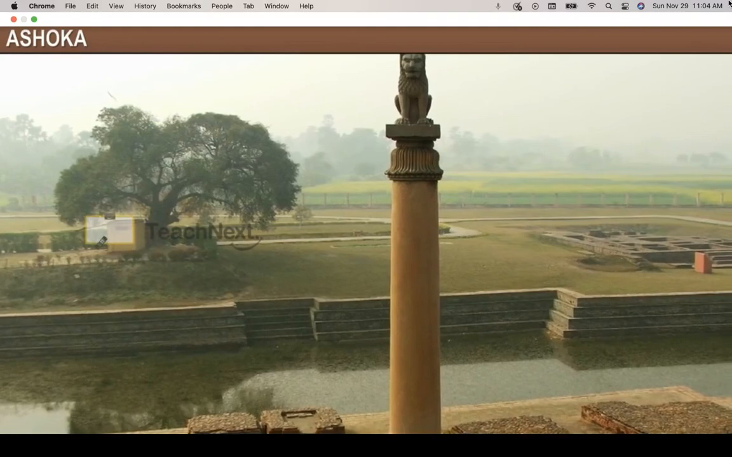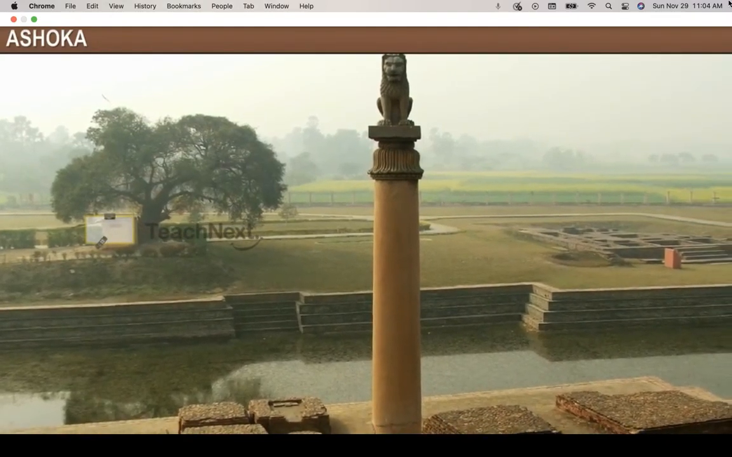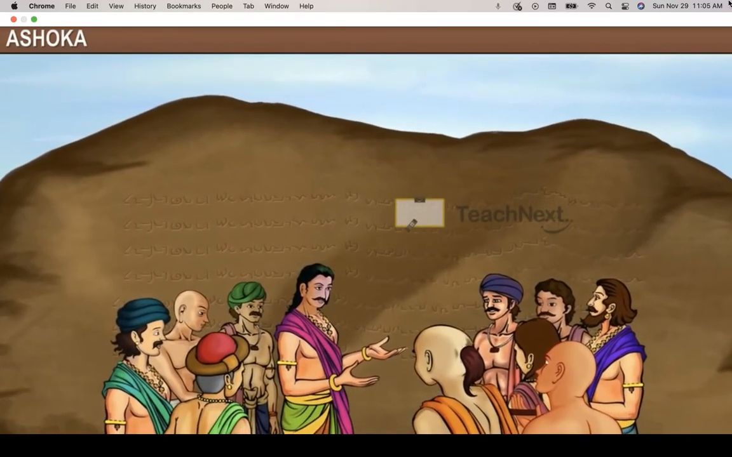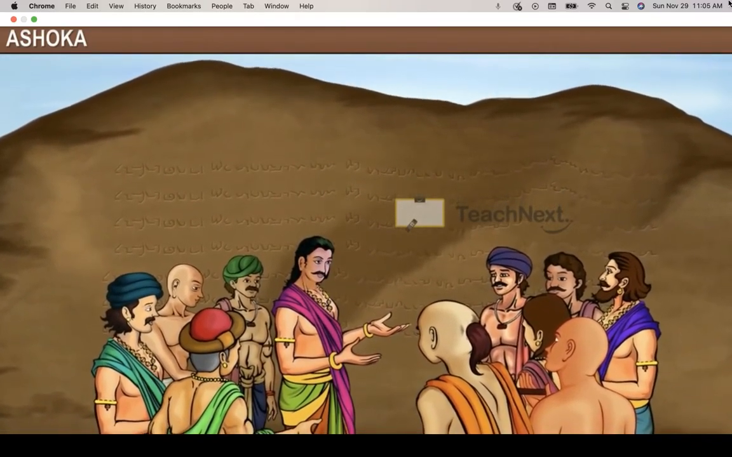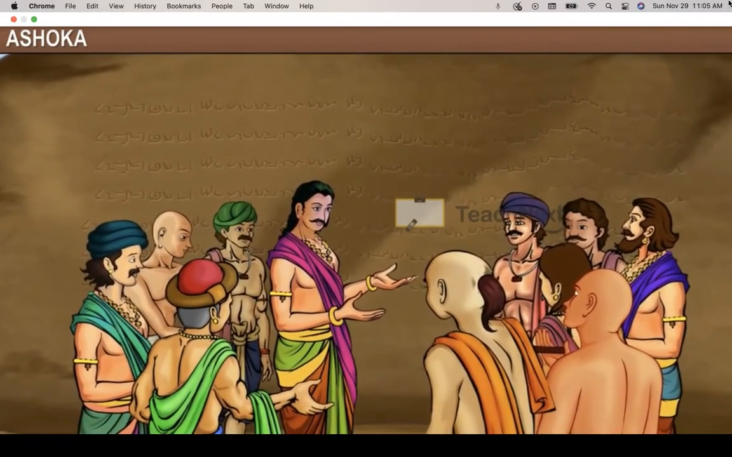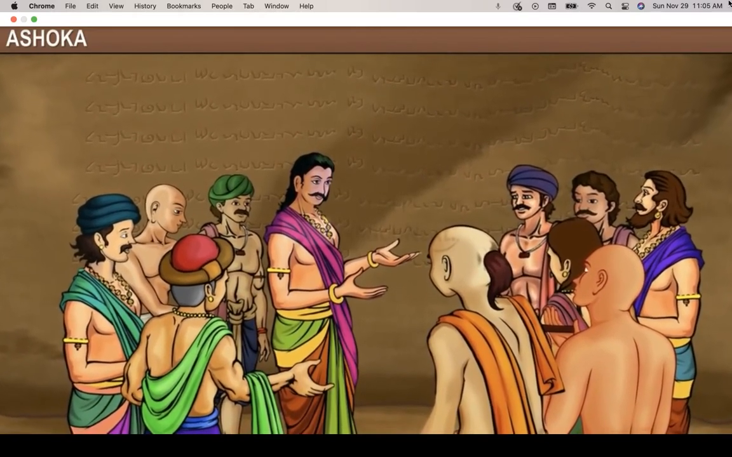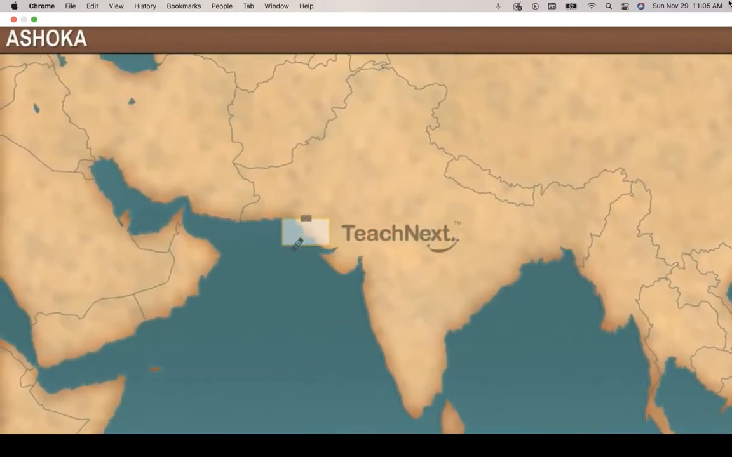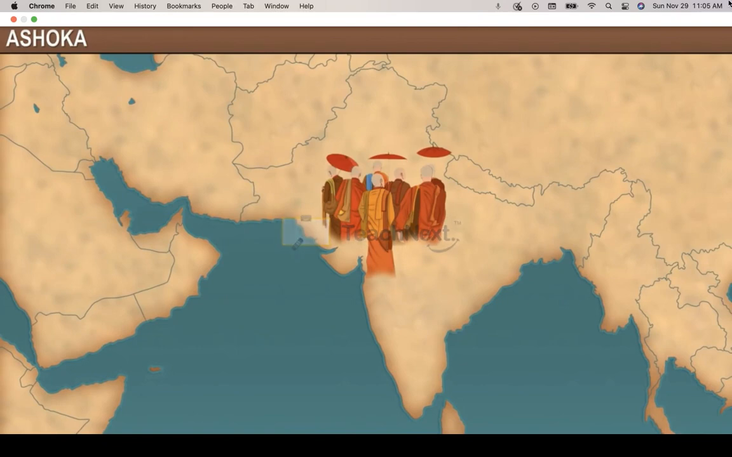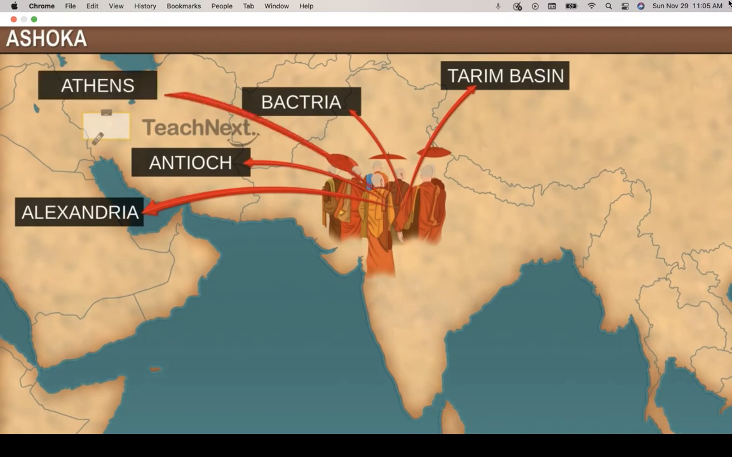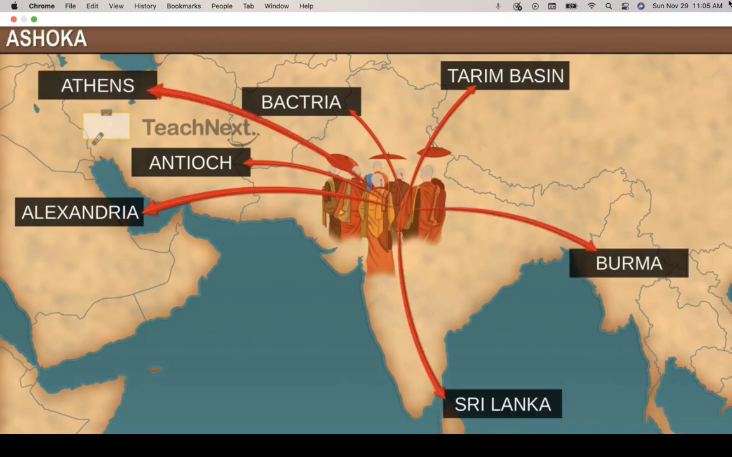To spread the message, edicts and inscriptions were scattered all over the empire. Walls, rocks, pillars, and caves with messages were located at places where a lot of people were expected to come. Ashoka then appointed officers to read the message to the people, and thus help Buddhism reach new heights. He sent his messengers, including son Mahendra and daughter Sanghamitra, to other lands such as Syria, Egypt, Greece, and Sri Lanka to preach Dhamma, Dharma.